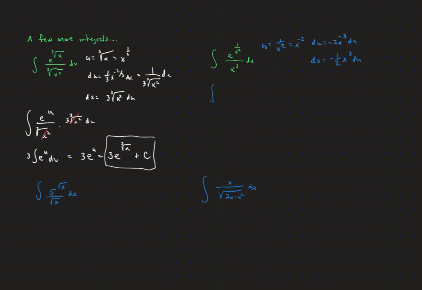So our integral becomes e to the u. We've got that x to the third, and our dx is going to be a negative 1/2 x to the third du. And we exactly match that x to the third. We pull the negative 1/2 out, and we get our favorite integral, which is e to the u, where u is that 1 over x squared, plus our constant of integration.